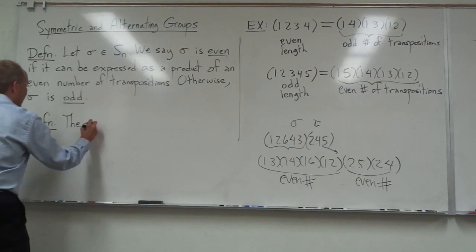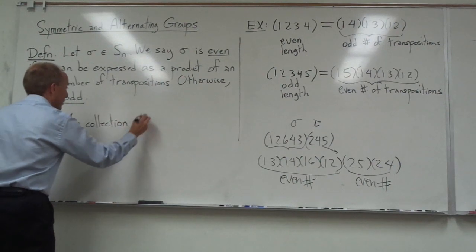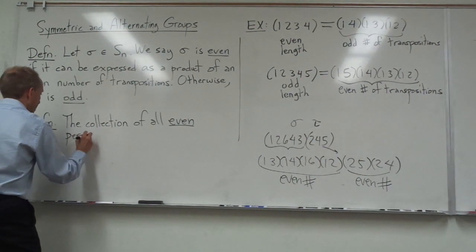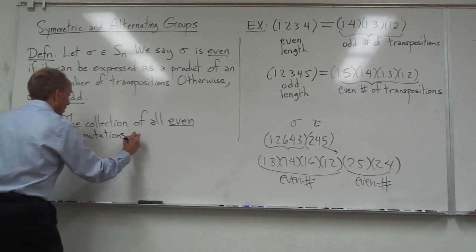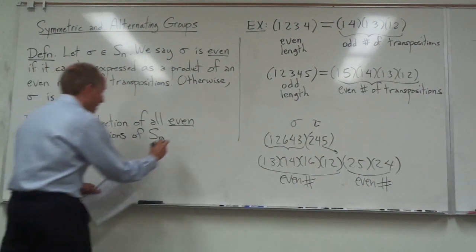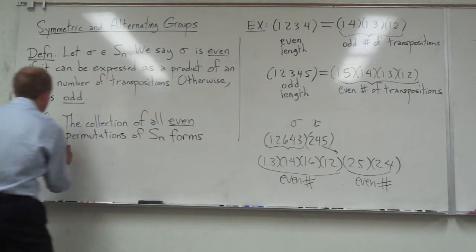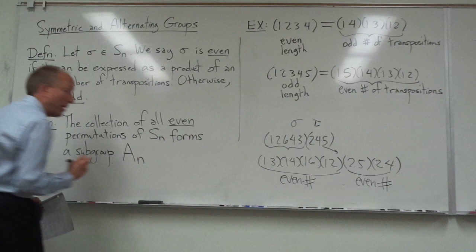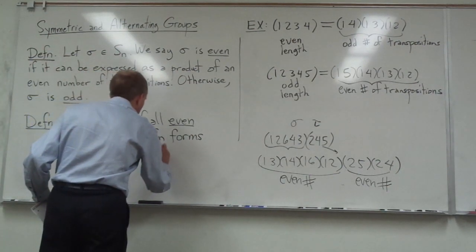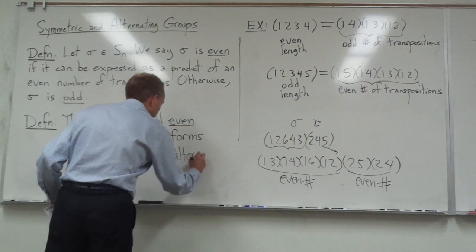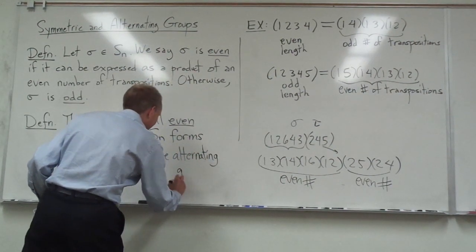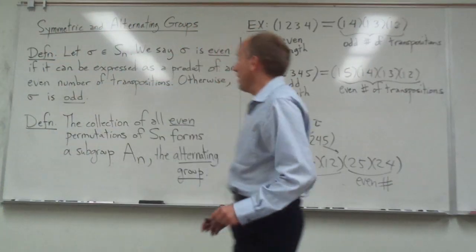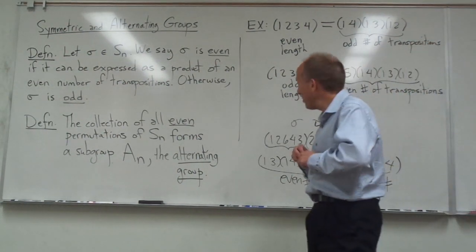The collection of all even permutations of Sn forms a subgroup. That subgroup is written A sub n, and it's called the alternating group. And it's one of my favorites. It's the alternating group, and it consists of all of the even permutations.